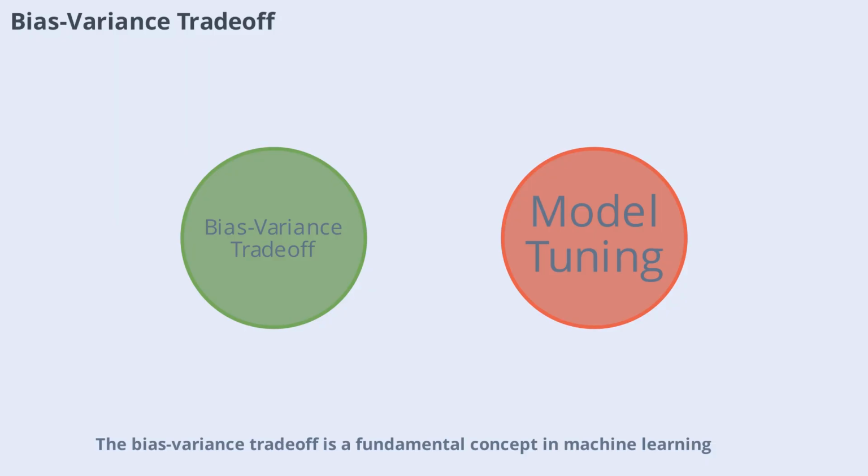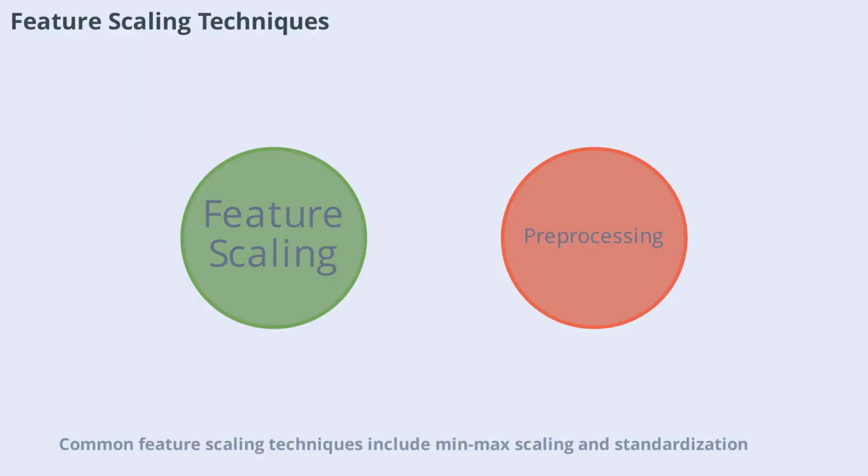Bias variance trade-off is a fundamental concept in machine learning. Models with high bias are too simple and underfit the data, while models with high variance are too complex and overfit to noise. Adjusting parameters like K in KNN or tree depth in decision trees helps find the right balance for optimal performance.